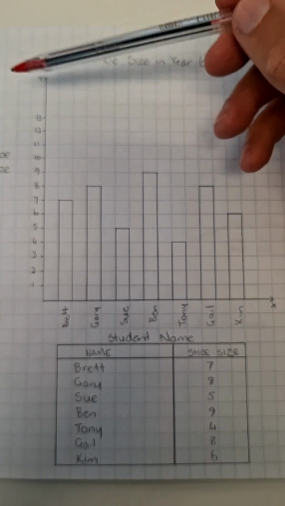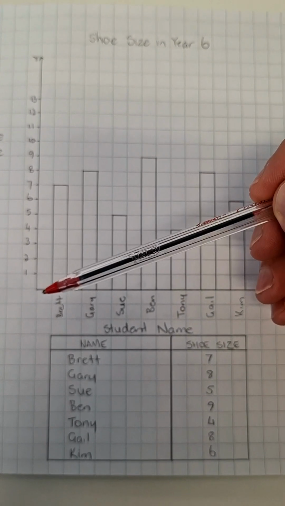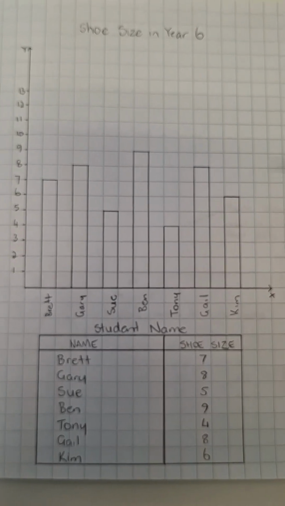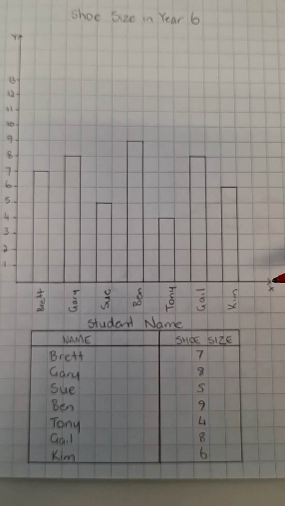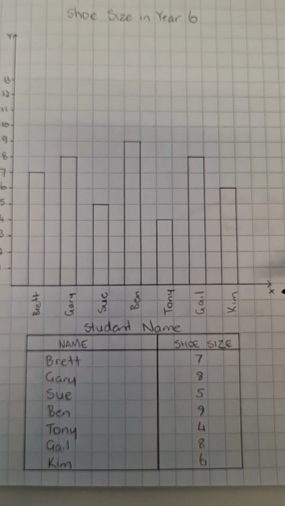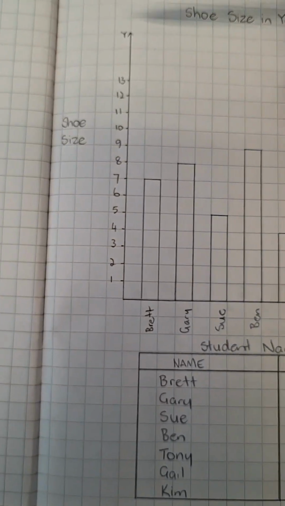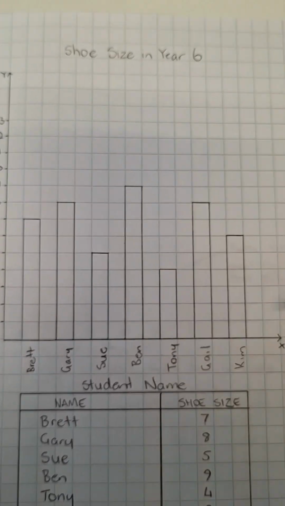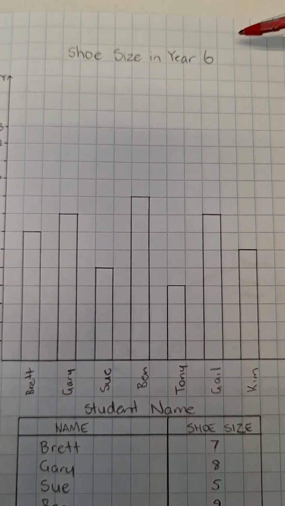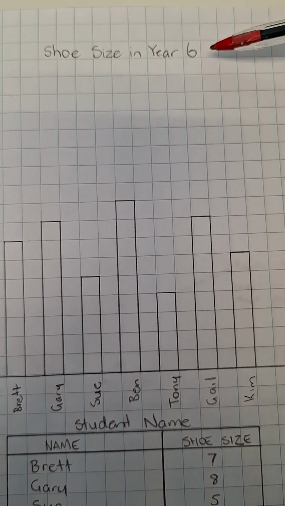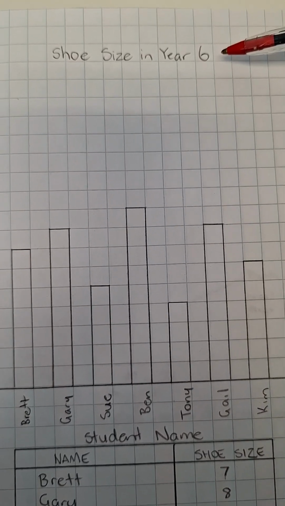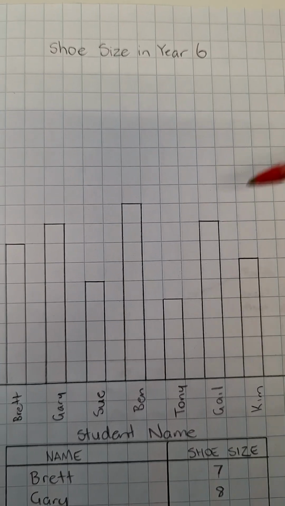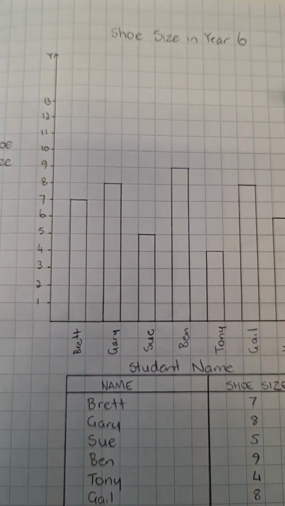So the key features of our column chart is our y-axis down here and our x-axis. Now, of course, we're using a ruler to draw these lines and we label them. So that's labeled X and our y-axis is labeled Y. And overall, we're giving the graph a title. So in this case, our title is Shoe Size in Year 6. The title can be anything that describes exactly what you're trying to show in your graph.